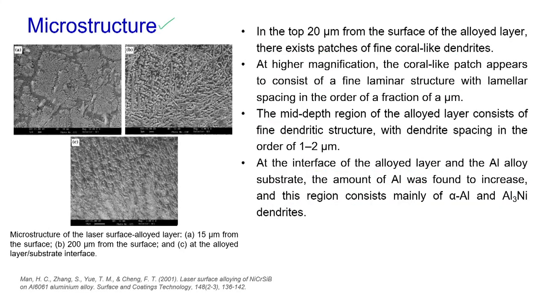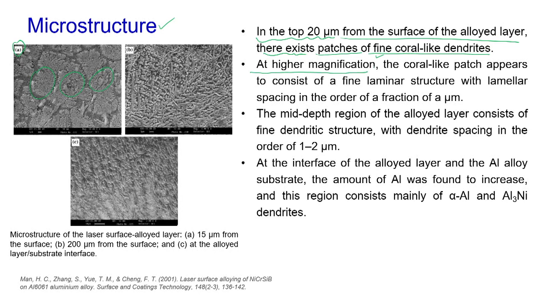Then let us study the microstructure of the alloyed layer. In the top 20 micron from the surface of the alloyed layer, there exist patches of fine coral like dendrites. In this figure A, which you can see over here, this is at the top surface, approximately 15 to 20 micron, and we can notice fine coral like dendrites. All these are the fine coral like dendrites at the top surface.